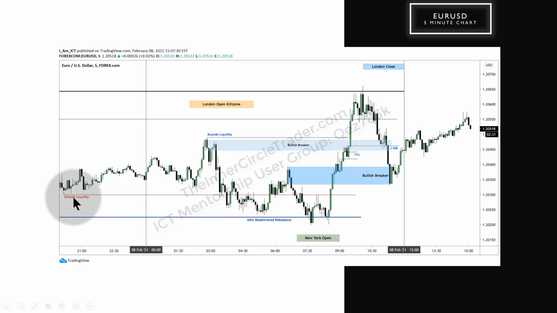So we have a sell side liquidity pool here, and then we have the 60-minute redelivered rebalance. This is what I taught you this weekend. Now, this is the opposite of what I'm going to show you of the chart in the dollar index in a moment. But for now, just know that you want to be looking at your 60-minute chart, and you'll see the opposite of what I'm going to show you in the next chart.